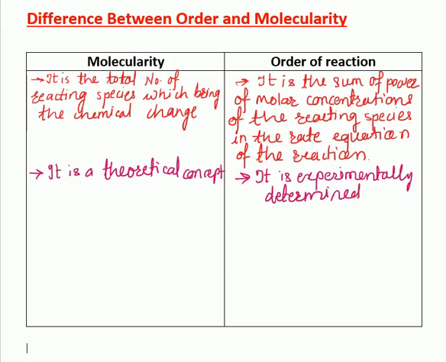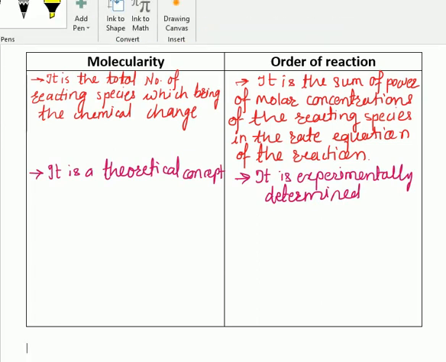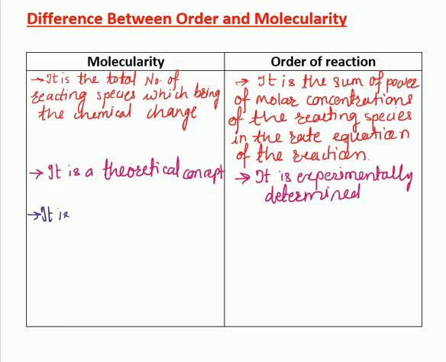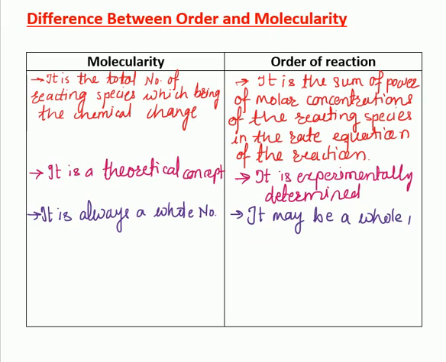As we have discussed in last lecture, the third main difference between the molecularity and order is, molecularity is always a whole number, while the order may be a whole number, or zero, or fractional one, positive or negative two.